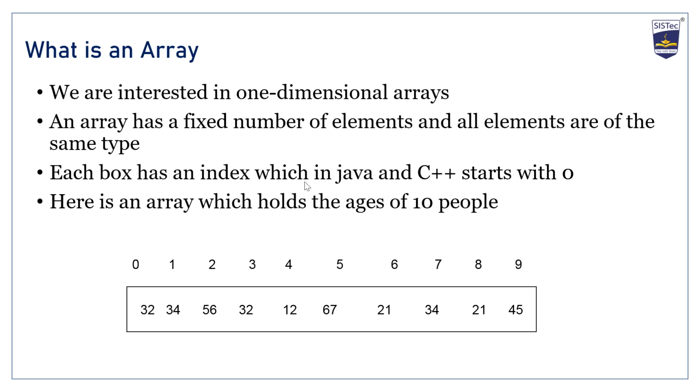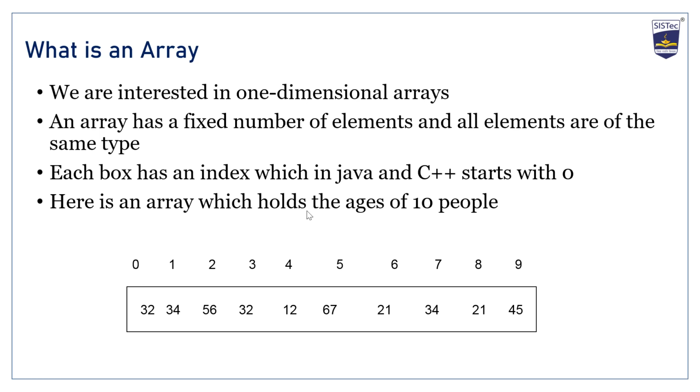Each box has an index, which in Java and C++ starts with 0. Not only in Java and C++, but also in the C programming language that we are using in this semester to teach you data structures, the index always starts from the 0th position. So if the size of the array is n, and n is equal to 10, the index always starts from 0, so the last element would be at the ninth position. It will not be at the 10th position, because the index starts from 0.